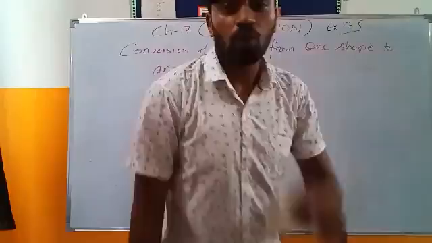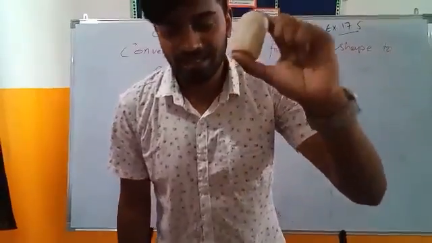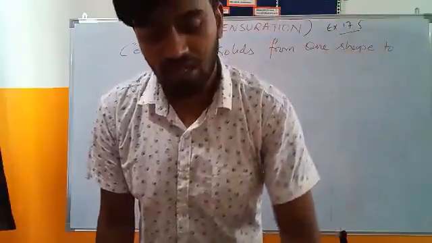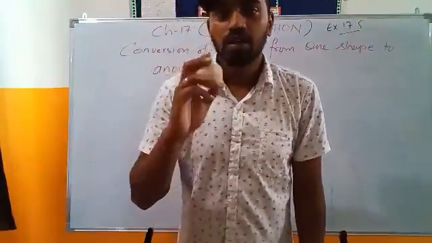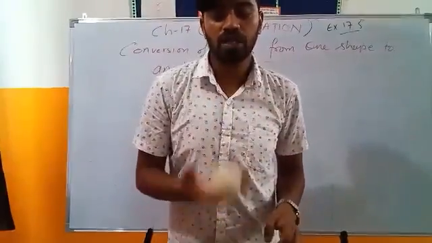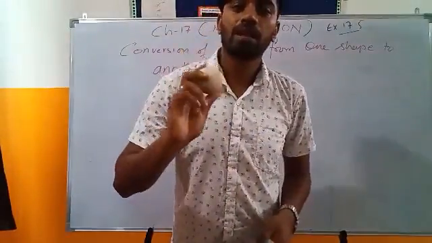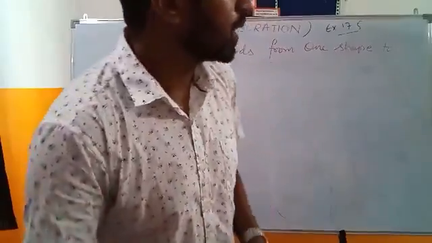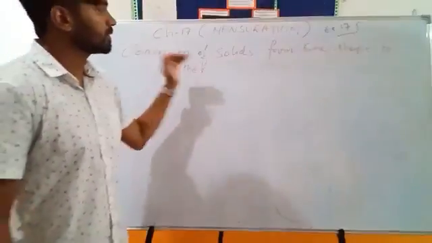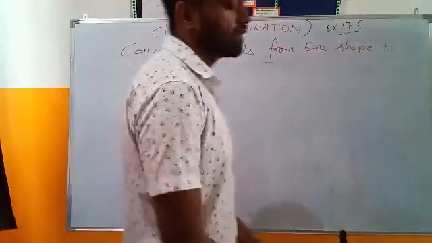Okay, so what I'm trying to say is this. This is a cylinder, and I used it and made a sphere out of the cylinder, but I used the same clay, so the volume didn't change. What didn't change? The volume didn't change. So I'll be talking about the same topic, conversion of solid from one shape to another.